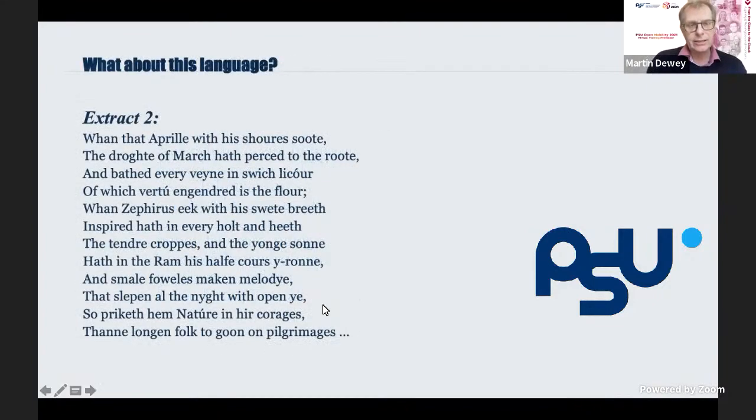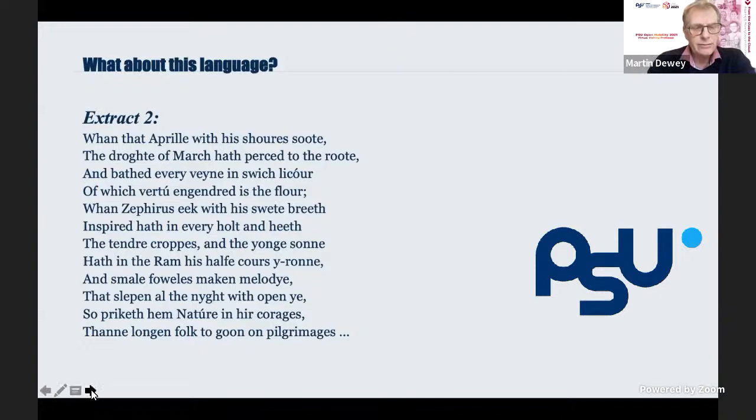If we look at the second extract, have a look at this for a moment. I'll give you time to read that. Okay, now I don't know if any of you have studied English literature. This may be familiar to some of you, but if you look closely at the text, there are many more identifiable words. Okay, when, that, April, showers, drought, March, every. So there are some archaic spellings. Some of the words look familiar, but are written in a different way than we would write them in contemporary English. But it's much closer to the way we use English now.